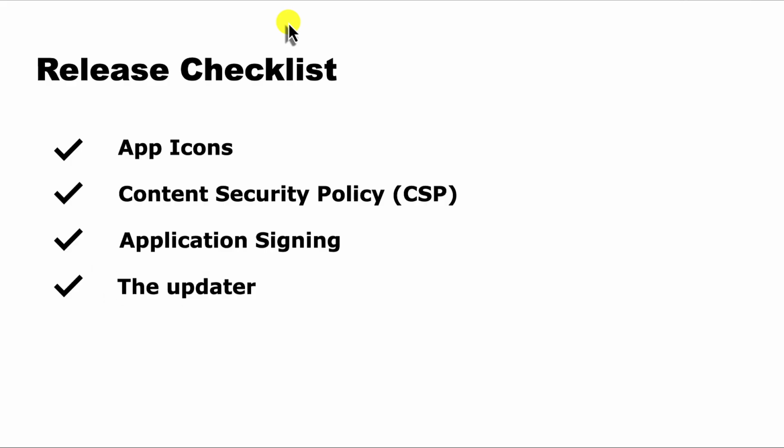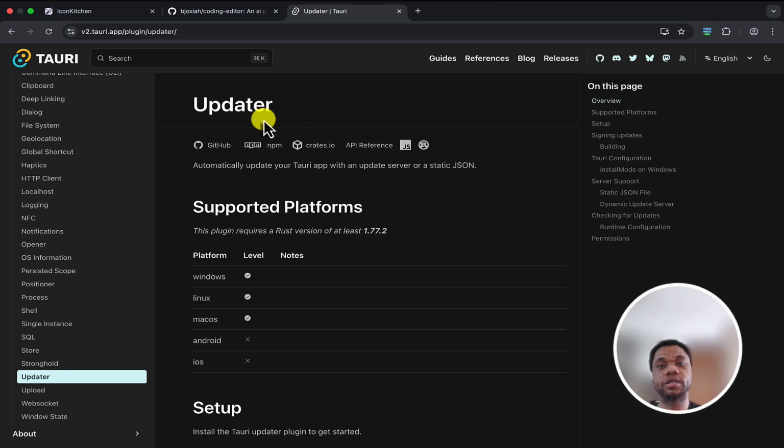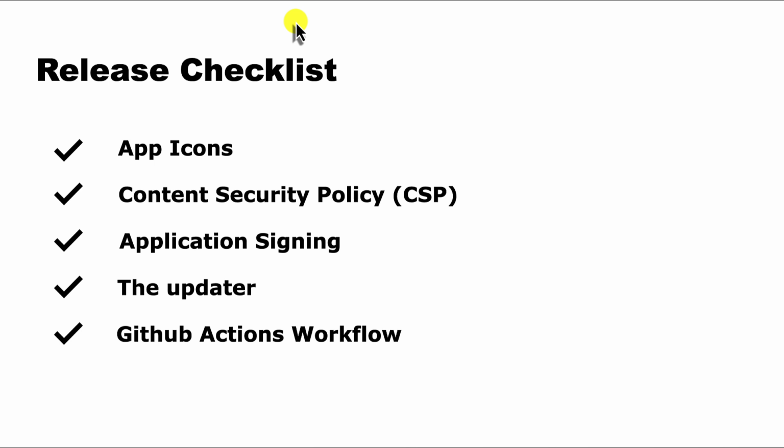The next item is the Updater plugin. Tauri gives us this Updater plugin that we can use to update an application when there is a new release. So it's particularly helpful for update management, and so I added it to the checklist. The last item is the GitHub Actions workflow. So I'm using GitHub Actions to build the binaries for the different platforms. So I'm building for Mac, I'm building for Windows, and I'm building for Linux.